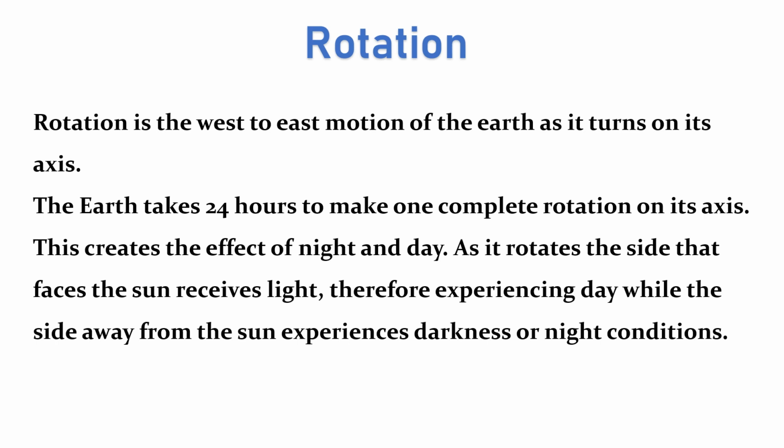So as the Earth is turning, one side of the Earth is actually facing the sun and the other side is turned away from the sun. Now the side that is actually facing the sun will receive light and will therefore experience day or daylight conditions, while the side that is turned away from the sun will experience darkness, otherwise called night.